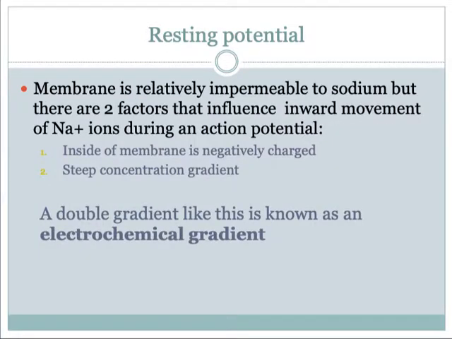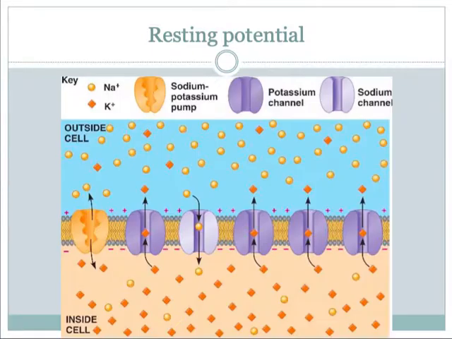The membrane is relatively impermeable to sodium ions, but there are 2 things that influence the inward movement of sodium ions during an action potential. There's a steep concentration gradient, and also the inside of the membrane is negatively charged, which attracts positively charged ions. So this creates a double gradient, and it's known as an electrochemical gradient.